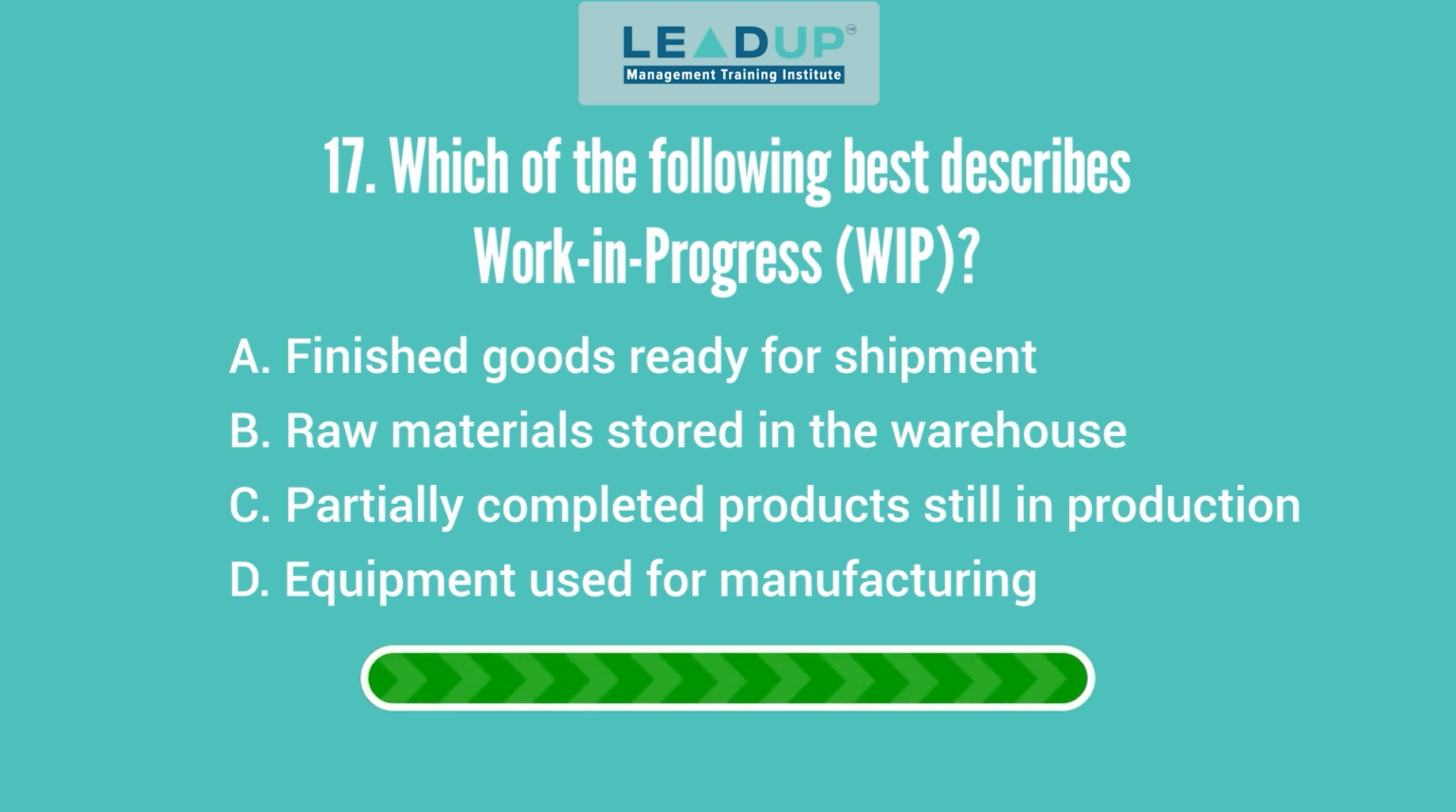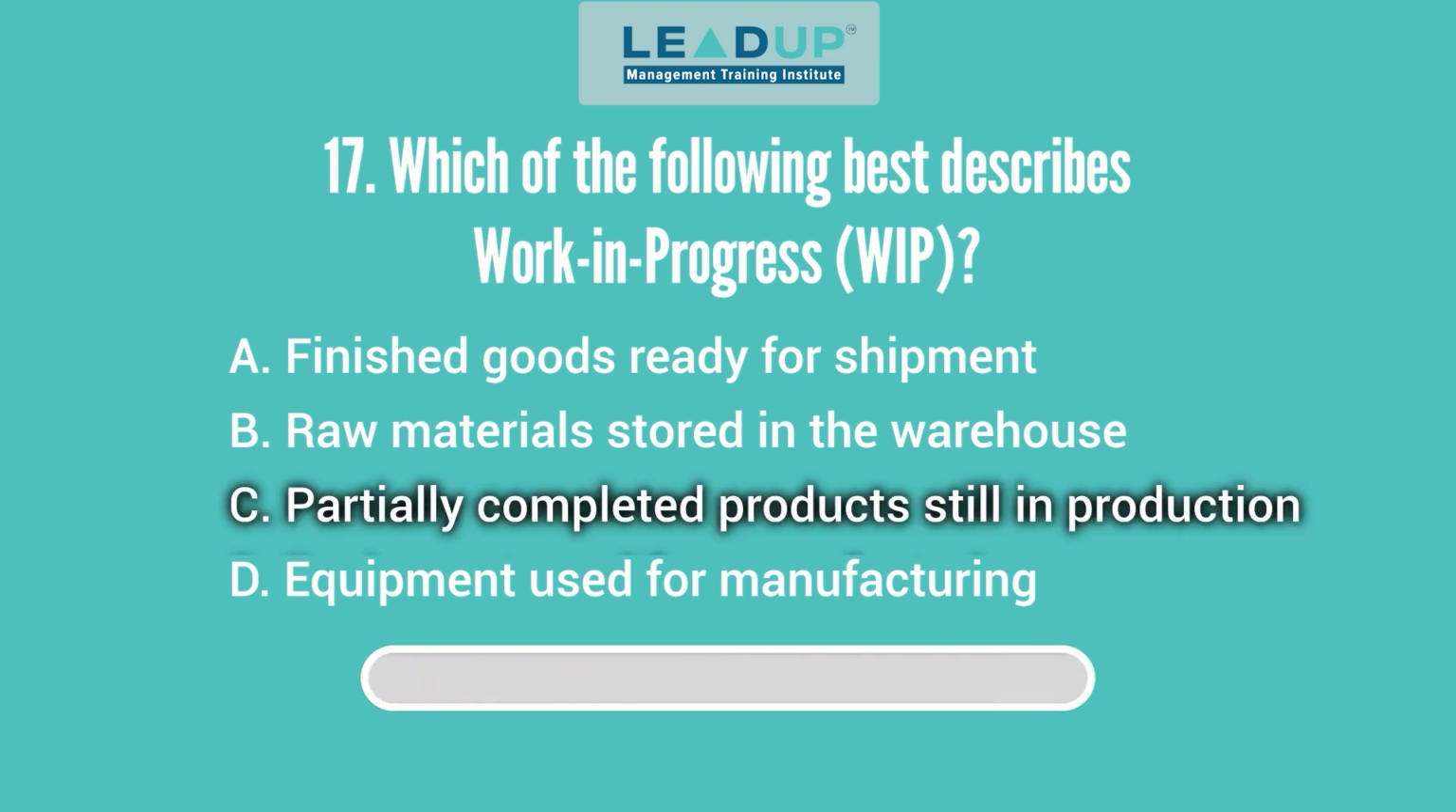Question 17. Which of the following best describes work in progress, WIP? A. Finished goods ready for shipment. B. Raw materials stored in the warehouse. C. Partially completed products still in production. And D. Equipment used for manufacturing. The answer is partially completed products still in production.